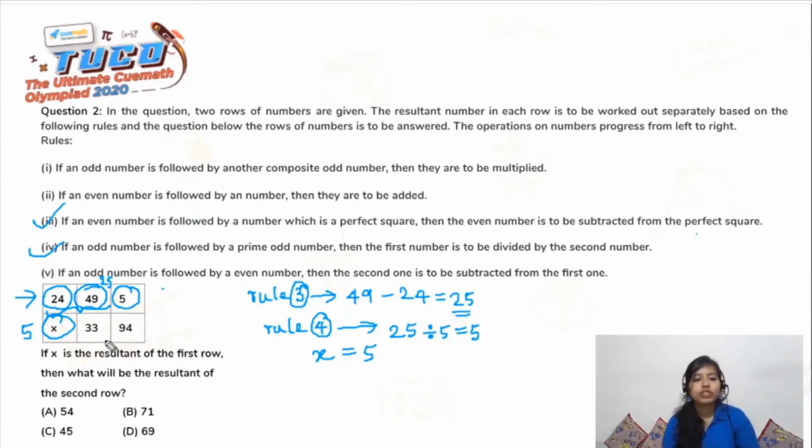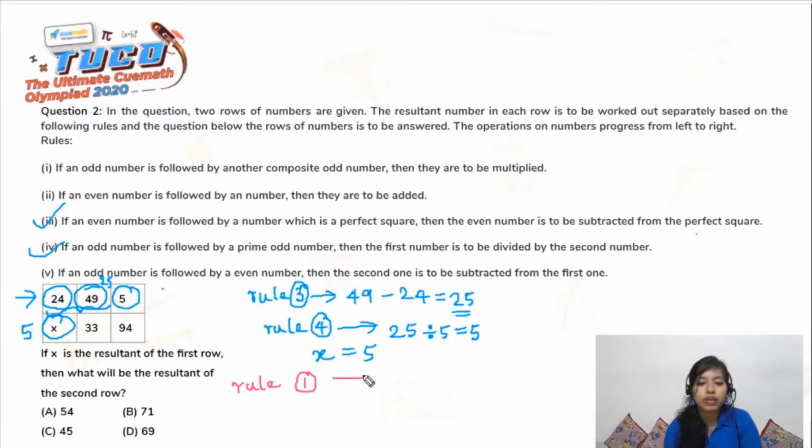Now we are going to check out the second row. Let's see what is the question which is asked. What will be the resultant of the second row? So now we have to see which rule best applies to the second row numbers. Okay. So we have an odd number, and we have an odd number and an odd number again. But this is a composite number. This is a prime number. So let's see. If an odd number is followed by another composite odd number, that's it. Rule 1 is satisfied. So as per rule 1 on the second row, what am I going to do?